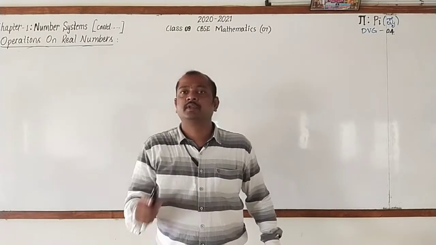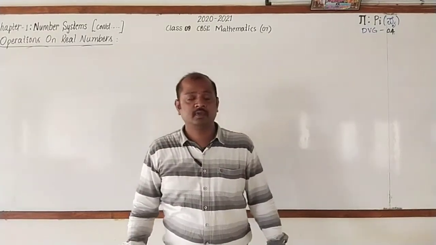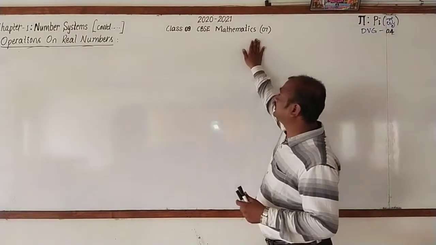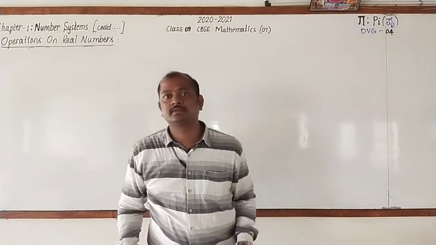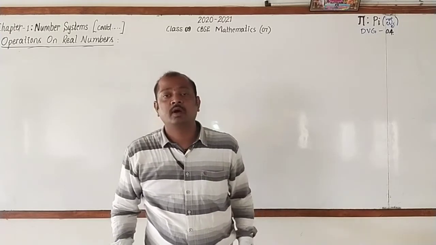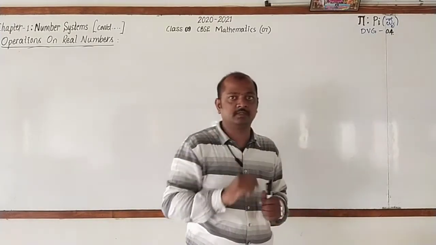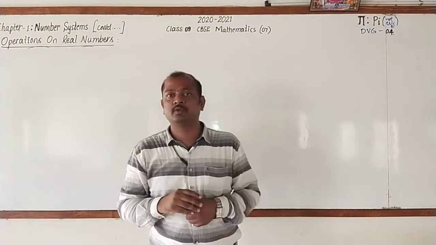Dear students, in the last class we were discussing the chapter Number Systems. Now let's continue this. This is the 7th period of this chapter. In the last class we focused on how to represent some of the numbers on the number line, right? It may be a rational number, that is, in p by q form.